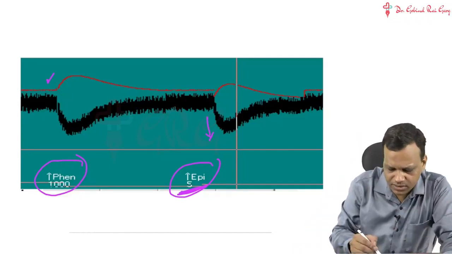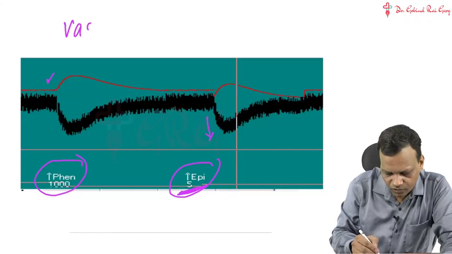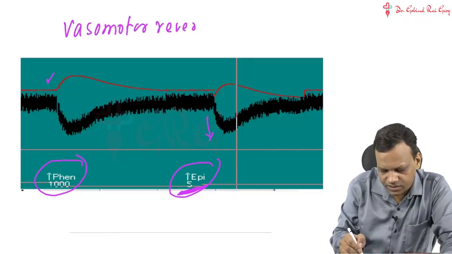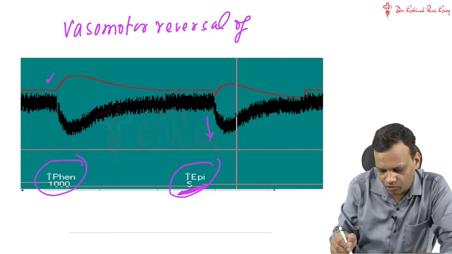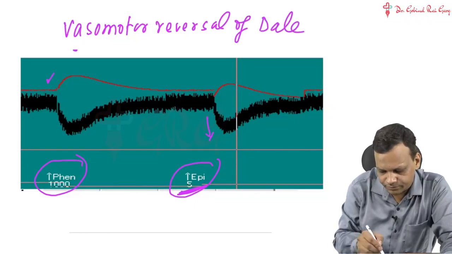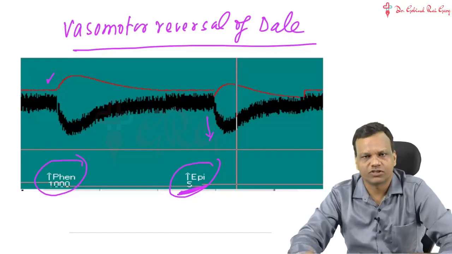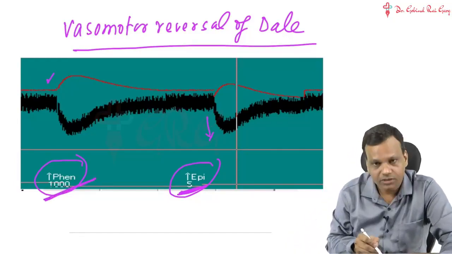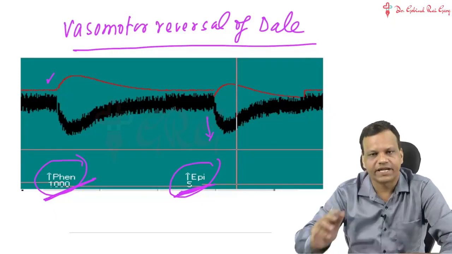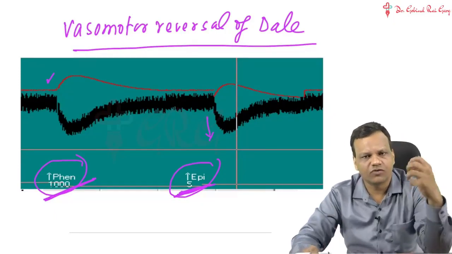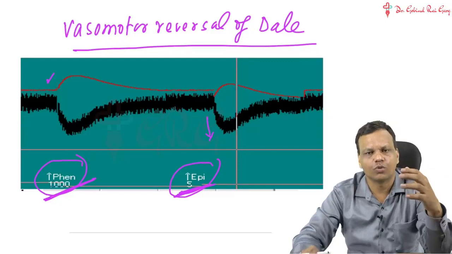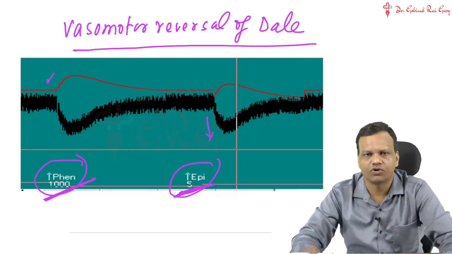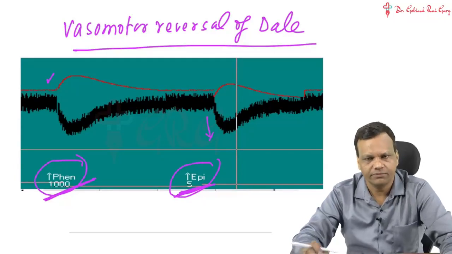So this is known as vasomotor reversal of Dale. It is shown when we give an alpha blocker and then we give high dose adrenaline. So BP, instead of showing biphasic response, will show only decrease. Right from the beginning it decreases. This is called vasomotor reversal of Dale. Clear?